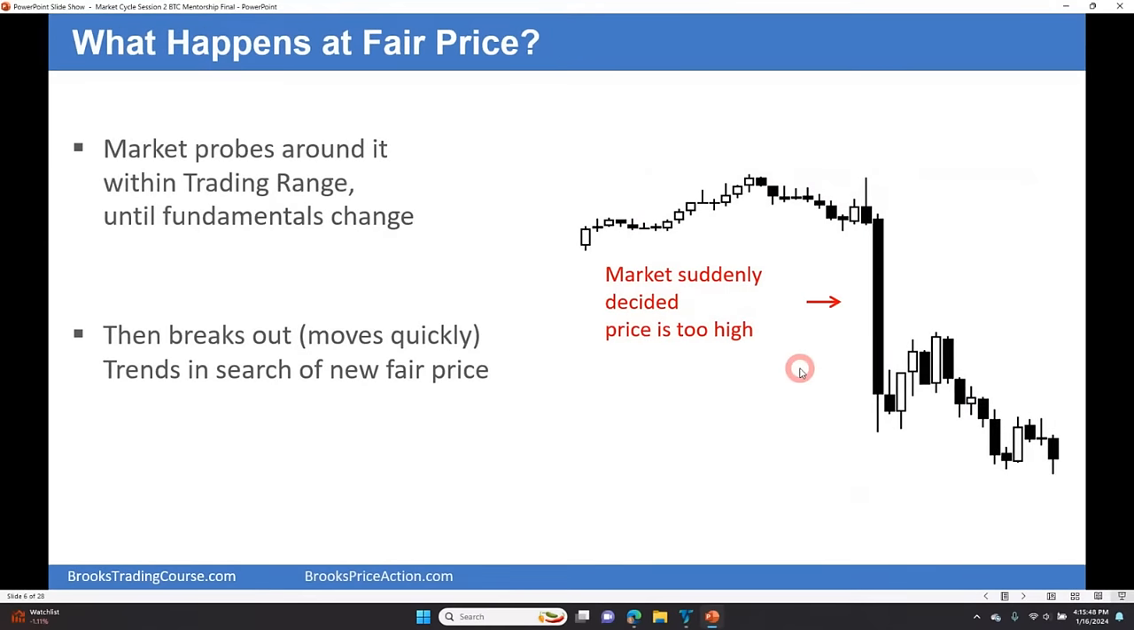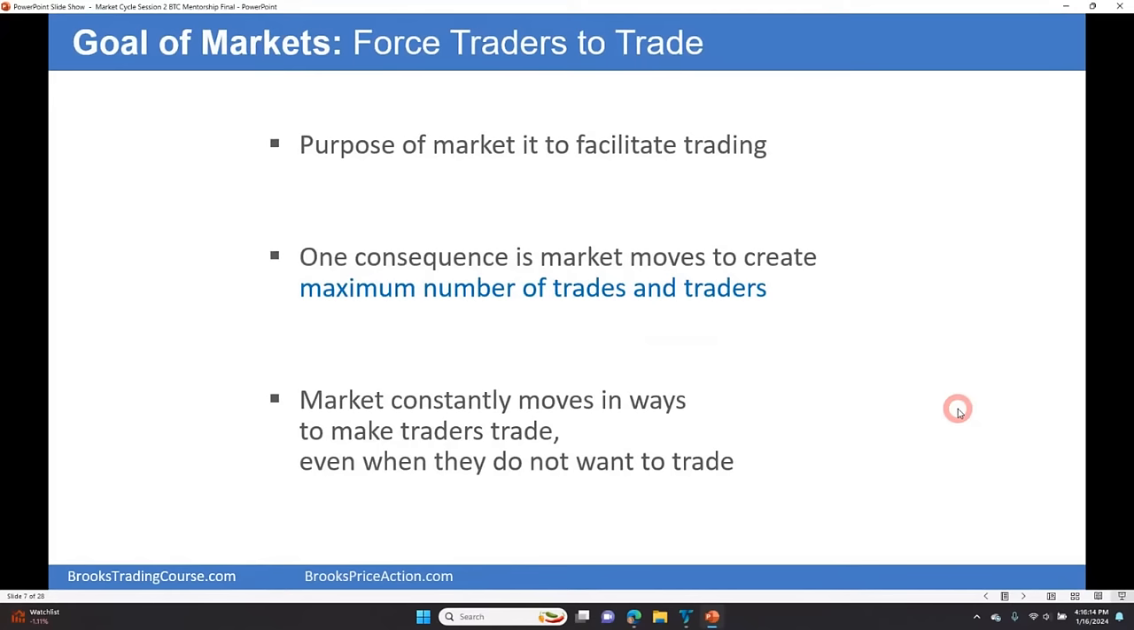So what happens at the fair price? As I just said on the prior chart, it's going to probe up and down. And then suddenly there's a big news item and everybody agrees that the price is wrong. But since the market's goal is to always be in search of a fair price, when there's price discovery, it's going to test that price repeatedly. Its goal is to create a tight trading range. And when it finds that tight trading range, it eventually moves on.